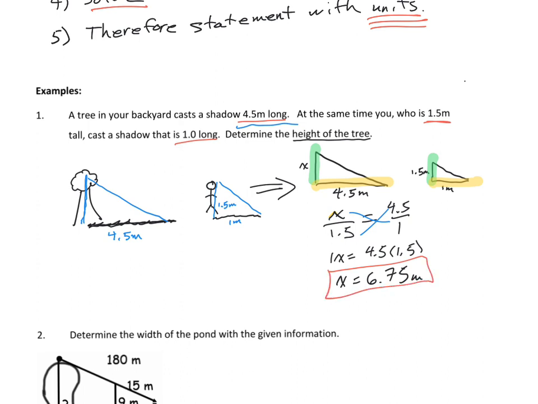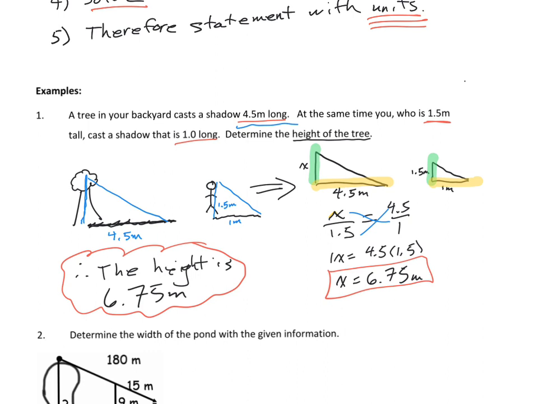So now let's put our therefore statement. And therefore the height is 6.75 meters. You'll notice that when I was determining the height of the tree, I let x be the portion of the triangle that represented the height of the tree. And that made our calculations easier. Also, when my x value is on the larger triangle, I usually use the large over small ratio that we talked about before. Otherwise, if x was on the smaller triangle, go small over large in order to make your calculations easier.